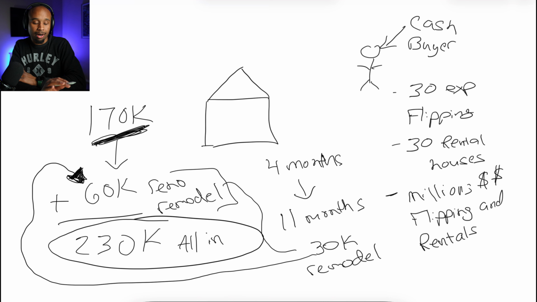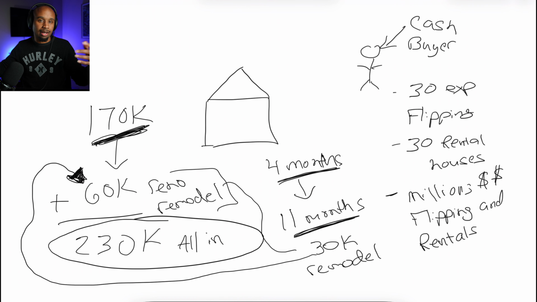They found a lot of problems. So his budget turned from 30K to 60K. The time to renovate the house went from 4 months to 11 months because he had issues with contractors. Some took off, some had emergencies and family issues, and he had to fire a couple of them. He had to hire new ones, and so this flip went from 4 to 11 months.